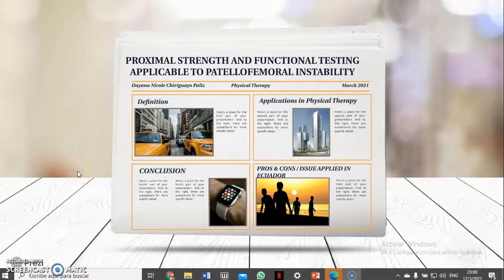Hello, my name is Diana Nicole Chiriguaya Palis, and the topic to be discussed is proximal strain and functional testing applied to patellofemoral instability.